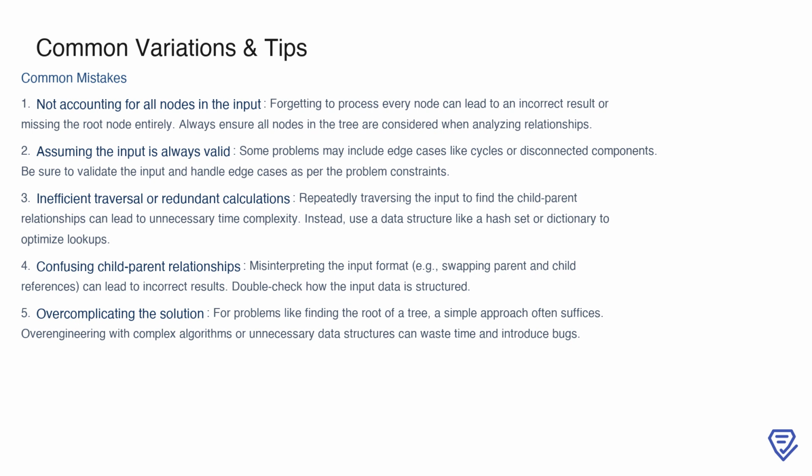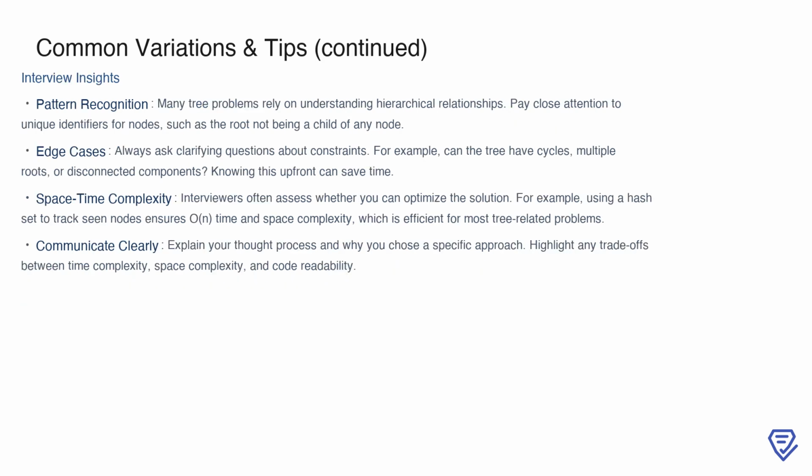Misinterpreting the relationships between parents and children is another challenge. Small errors, like flipping parent and child references, can cascade into incorrect results, so it's important to double-check the input format. Lastly, overcomplicating the solution can lead to avoidable bugs or wasted time. Often, simpler approaches are sufficient for identifying the root of a tree, so focus on clarity and efficiency in your implementation. Understanding the nuances of tree problems can make a significant difference in an interview setting.